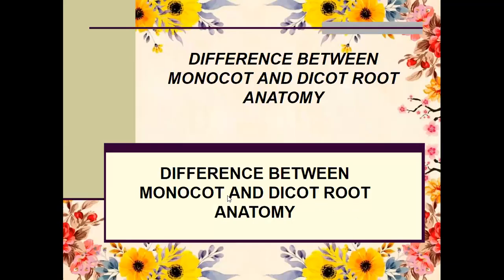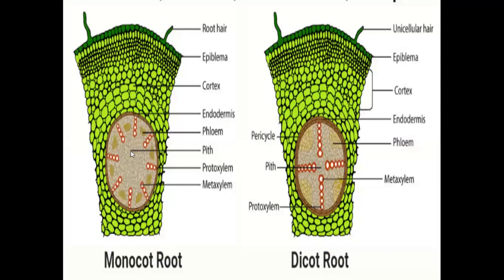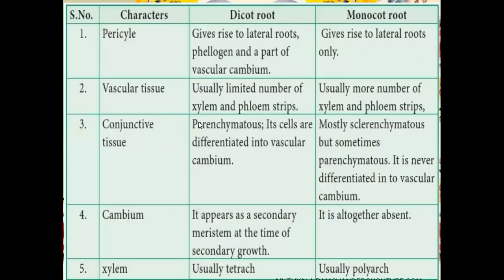Now the differences between the monocot and dicot roots. Here is the dicot root, and here is the monocot root. These are the two diagrams explained with the monocot root and dicot root. There are some similarities and some differences. The differences are in pericycle, vascular tissues, conjunctive tissues, cambium and xylem. First we discuss the pericycle difference. In dicot, the pericycle gives rise to lateral roots, phellogen and a part of the vascular cambium. But in monocot roots, it gives rise to lateral roots only.